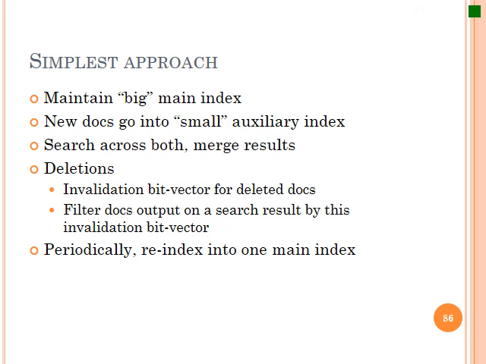So when your query comes in, you search both the main index and the small auxiliary index, and then you merge the results together and present them to the user. Okay, so this is the naive approach.